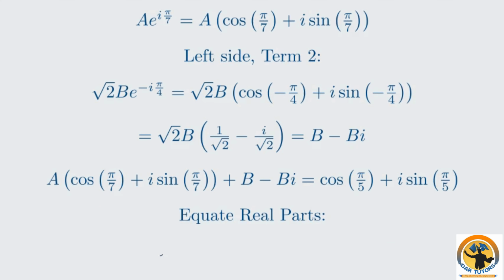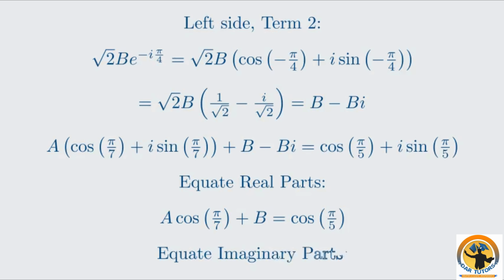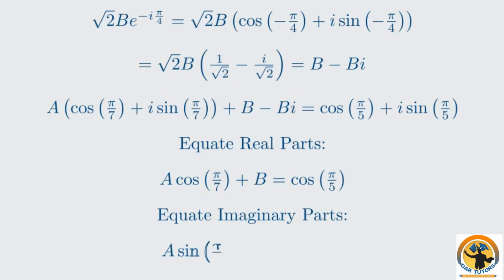Now we equate the real parts on both sides of the equation. This gives us a cos pi over 7 plus b equals cos pi over 5. Then we equate the imaginary parts. This gives us a sin pi over 7 minus b equals sin pi over 5. We now have a system of two linear equations with two unknowns, a and b.